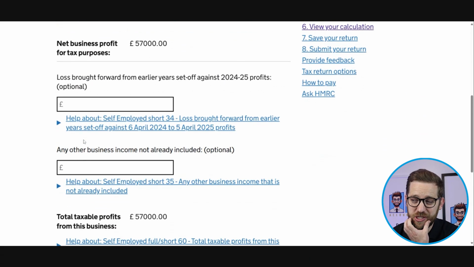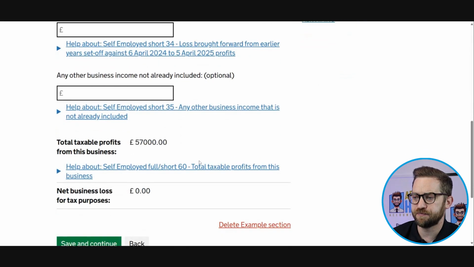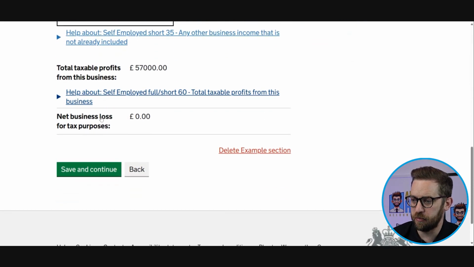And then we're getting on to questions about losses. So there's quite a few questions about losses. You have to read them carefully and again use the guidance. But if you had losses brought forward, how much do you want to offset against the 24-25 profits? I don't have any losses brought forward, so I'll leave that one blank. Any other business income not already included? Again, unlikely to get to this point and enter something in that box.